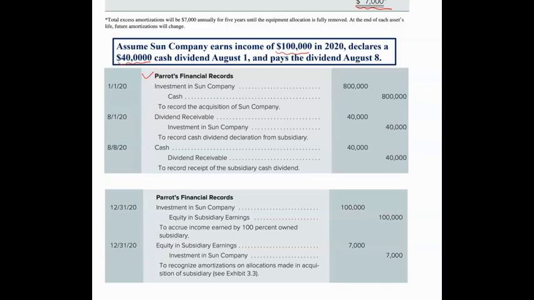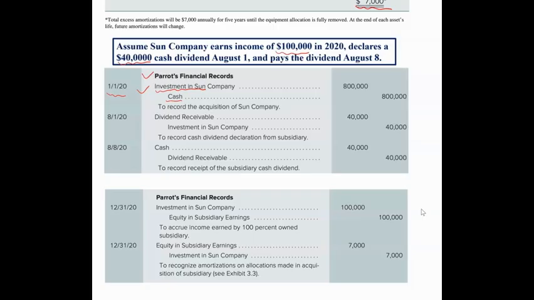First, on January 1st of 2020, this is the acquisition date. When the parent acquired the company, this is the first journal entry: debit investment in subsidiary and credit cash. This journal entry establishes the investment account, and it equals the total consideration transferred, 800,000.